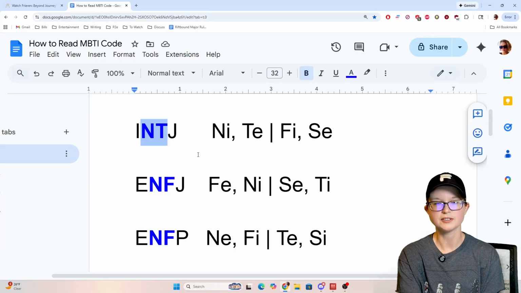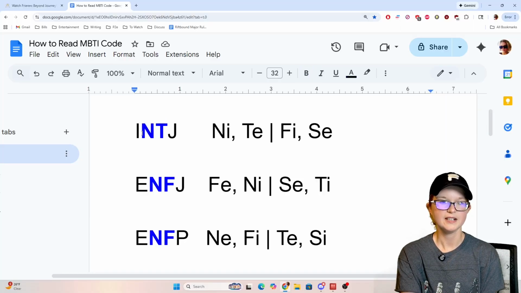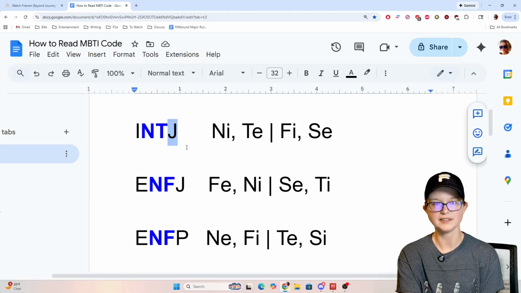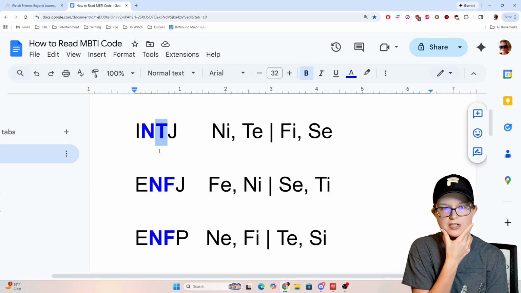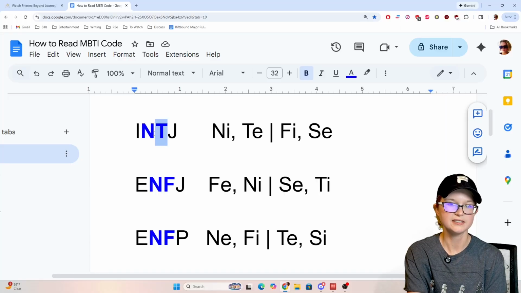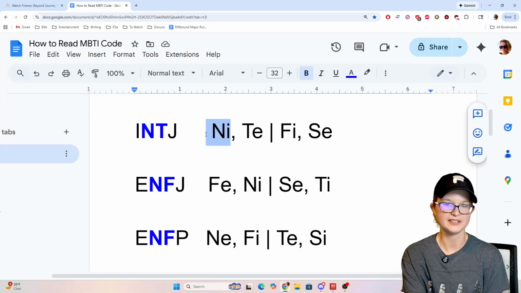So we know that the two primary functions, the first, the dominant, and the second, the auxiliary, are going to be N and T. We also know from introversion that the dominant function is going to be introverted. But what about our extroverted function? J says that the third letter is extroverted. Thinking is going to be extroverted, but I know that thinking is not my dominant function. My dominant function is introverted. So that means the N here is my dominant function, it's introverted. And because my T is extroverted, it's not my dominant, it's my second or auxiliary function.